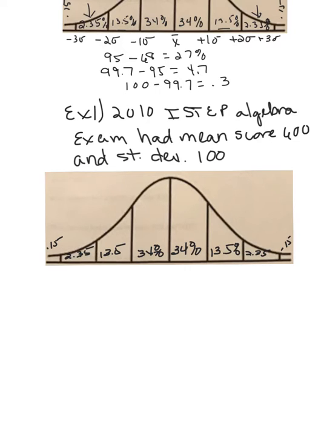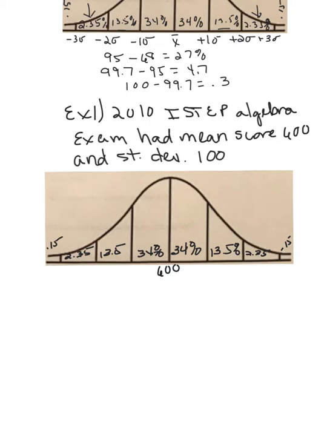What will vary from problem to problem is the labels on the bottom. They are always problem specific. Remember that the mean and the median go on the center line. So because we are told the mean is 600, our center line label will be 600. The standard deviation is 100. So we are going to add 100s to the right and subtract 100s to the left.